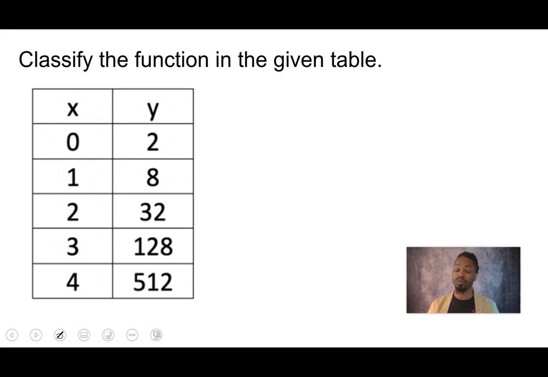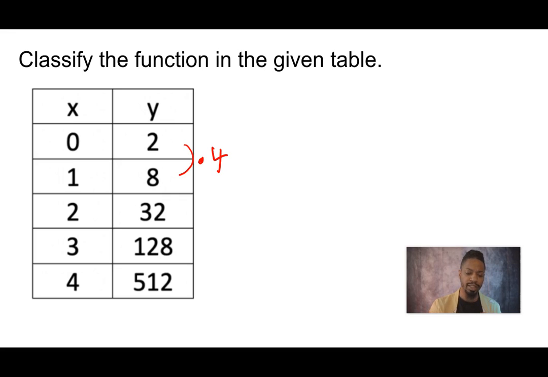Now let's see how this one's changing. 2 to 8 to 32 to 128 to 512. Now, we can see it's going up by a larger and larger and larger amount. So let's see if multiplication works. 2 times what gives us 8? 2 times 4, of course, gives us 8.